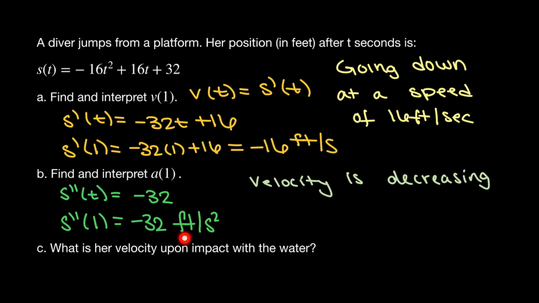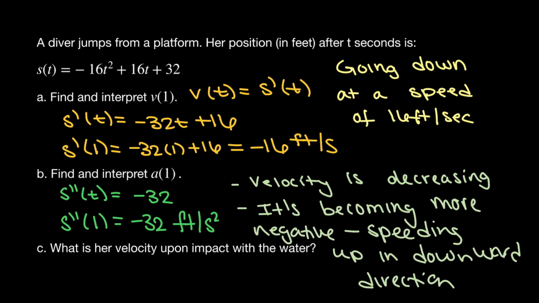So because my acceleration is negative, that means my velocity is actually decreasing. Now in this case, since my velocity was negative as well, if my velocity is decreasing, getting smaller, that means my velocity is becoming more negative. And so the diver is actually speeding up in that downward direction. In this particular case, this negative 32 actually represents the acceleration due to gravity. It's negative because gravity is really pulling the diver downwards.